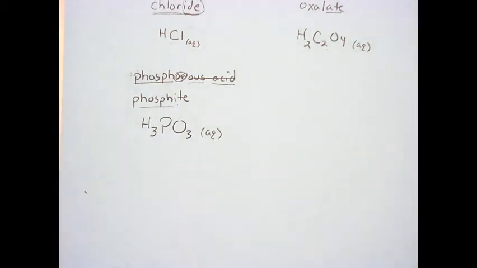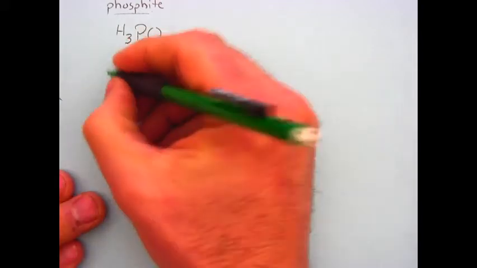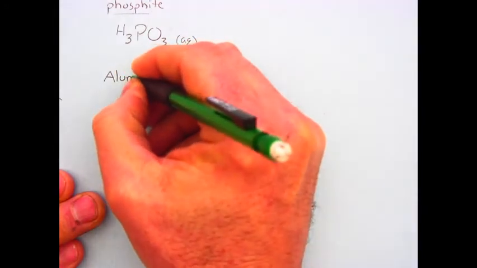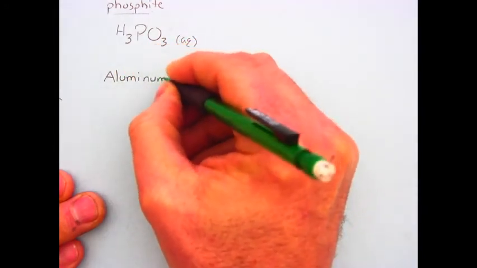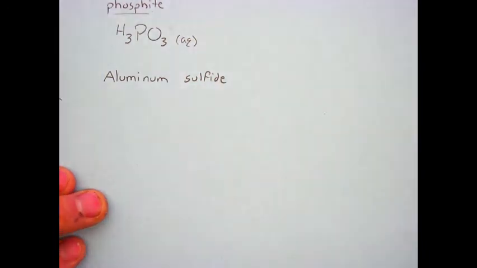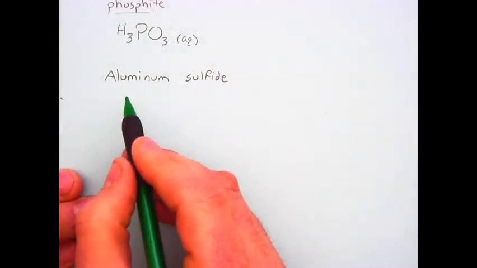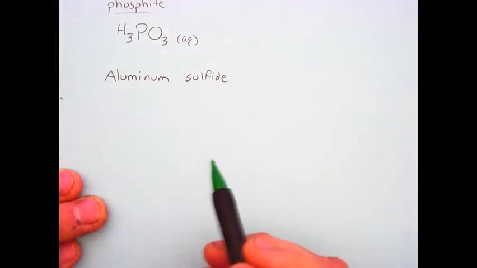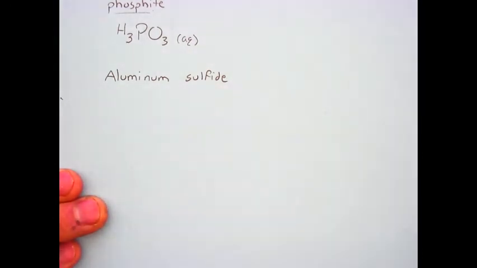The last one I want to talk to you about are writing formulas for ionic compounds. Now, the formulas for ionic compounds, ladies and gentlemen, are a little bit trickier because you have to figure it out based upon the charges. So let's take, for example, aluminum sulfide. It has a metal in front, aluminum. That's how we can tell it's an ionic compound.